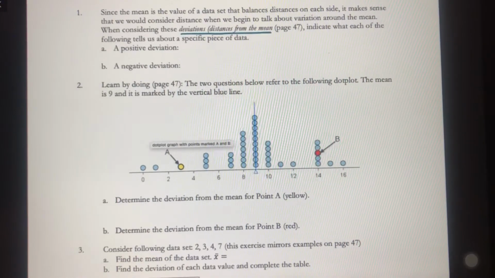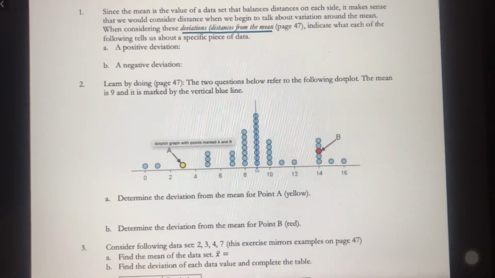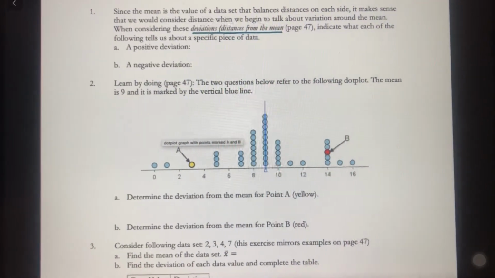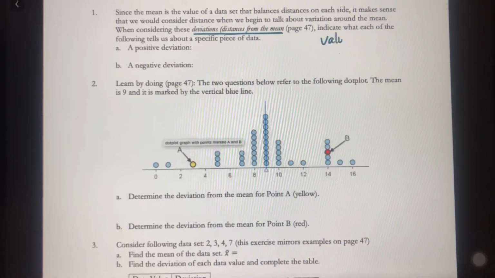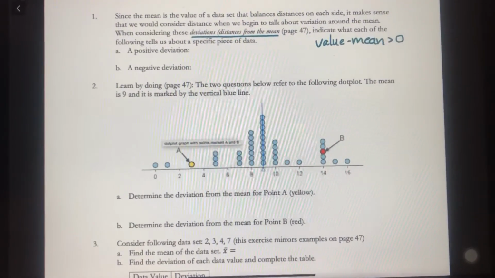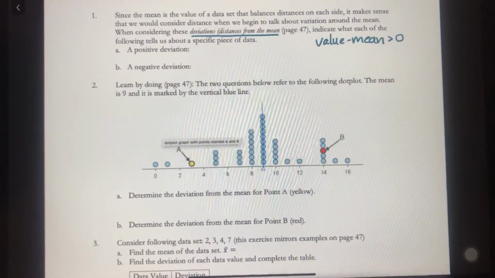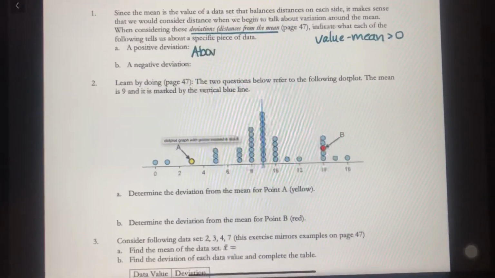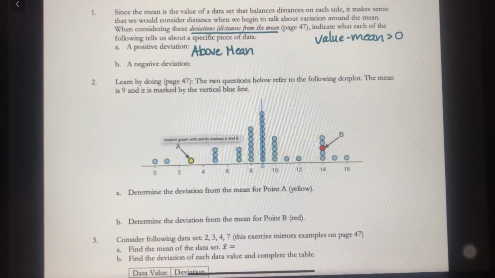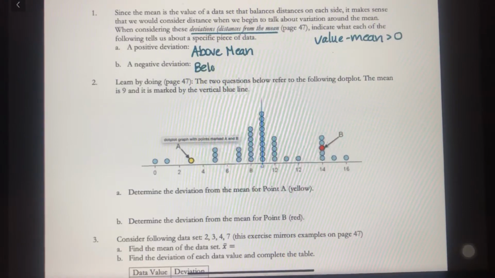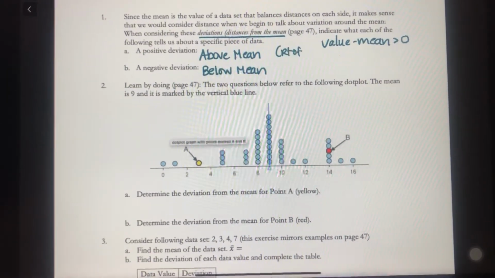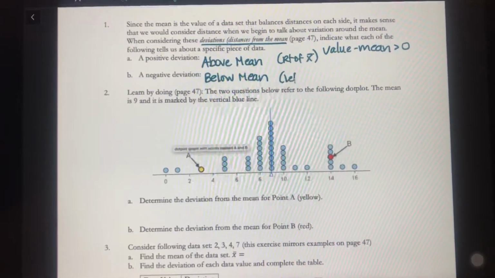A positive deviation means you're having a value minus the mean that's positive. You have a value minus the mean, and that's greater than 0, meaning it's positive. That means that the value was larger than the mean. So this is a data point that is above the mean. And conversely, a negative deviation would be to the left of the mean, or below the mean. So this is to the right of the mean, and this is to the left of the mean.